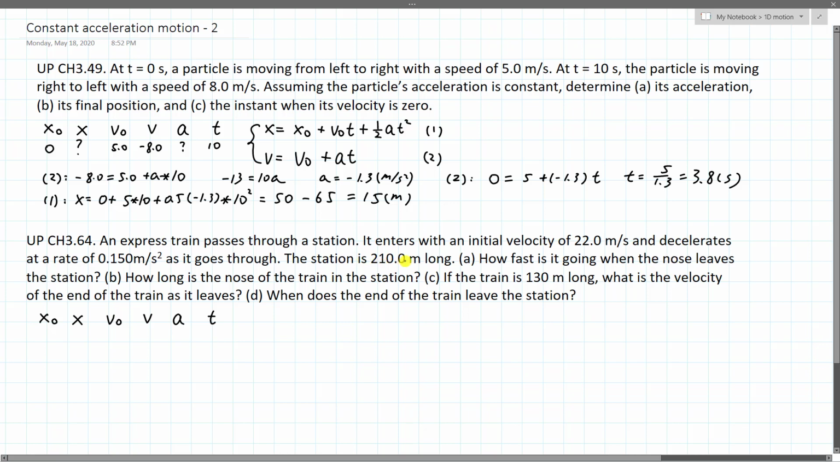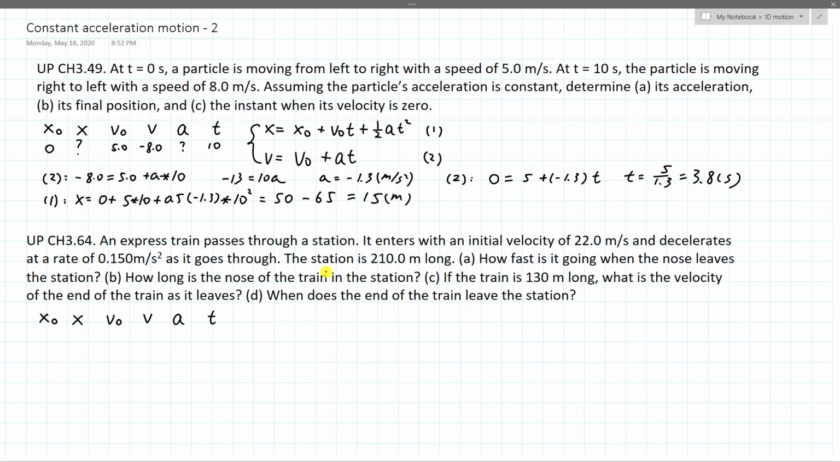Basically, it passes through this much distance with that acceleration negative. What is the final velocity, right? B, how long is the nose of the train in the station? So basically, how long did the train stay in the station? Because trains could be really long, so we'll just call the nose of the train representing the whole train. So how long is that, right?